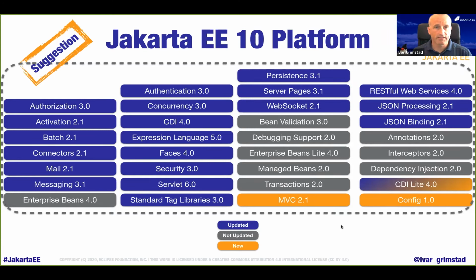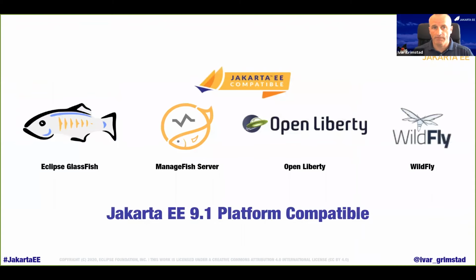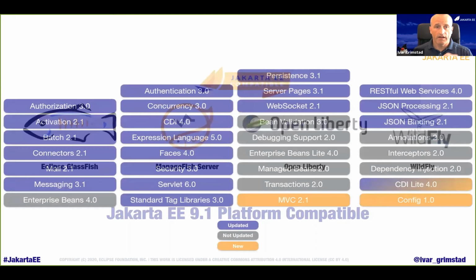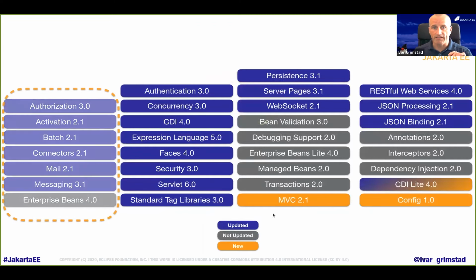So this is all the specifications that are part of the platform specification. And if we look at the implementations that are Jakarta EE 9.1 platform compatible, it's Eclipse GlassFish, it's Payara Server, it's Open Liberty and WildFly. And these are implementations that give you the opportunity to use the entire platform. So let's look at how it looks if we take away the platform features and look at the web profile.